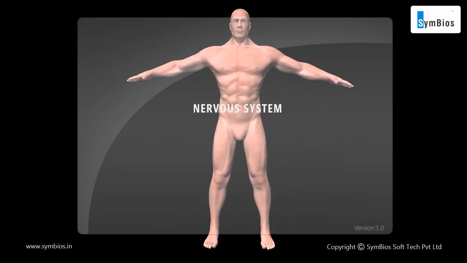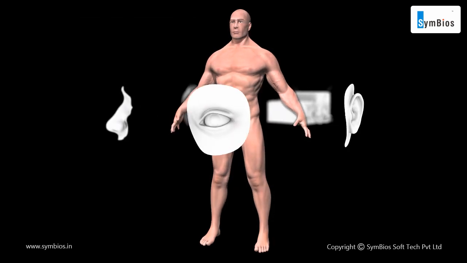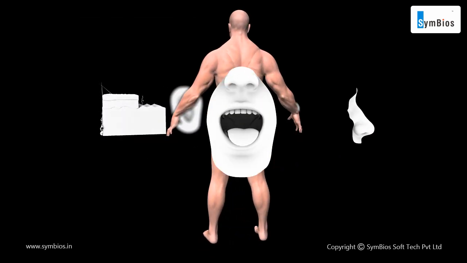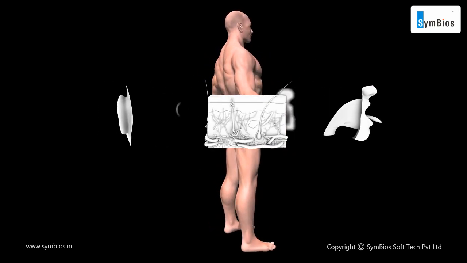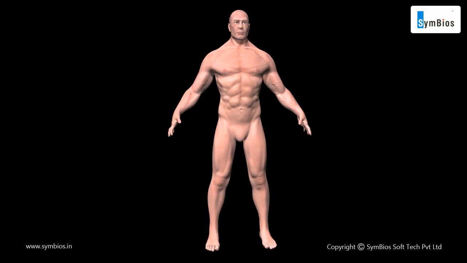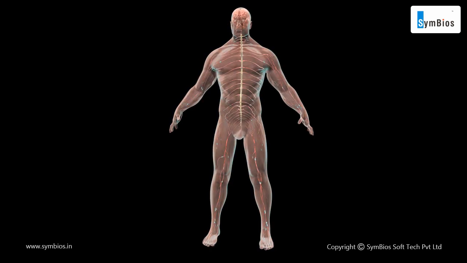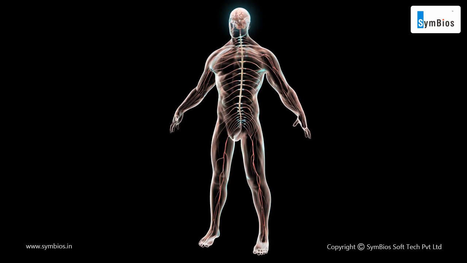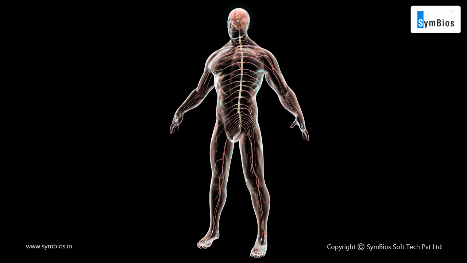Nervous system. The five senses: sight, smell, taste, touch and hearing stimulate the receptors inside the body. The stimuli generate rapid impulses that travel to the brain for interpretation.